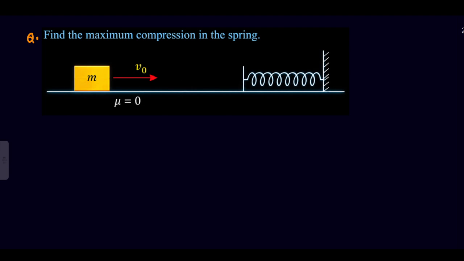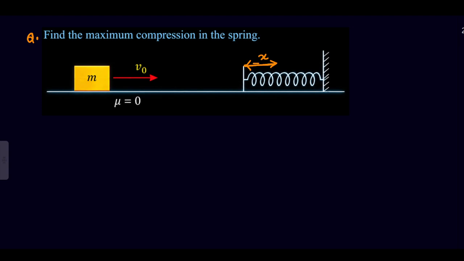So this block will move like this and will hit the spring. Then what happens? The spring will get a certain compression. The spring will move from here to here. Let us say this much it has moved. The spring has compressed by this much, and let us say the compression of the spring is x.